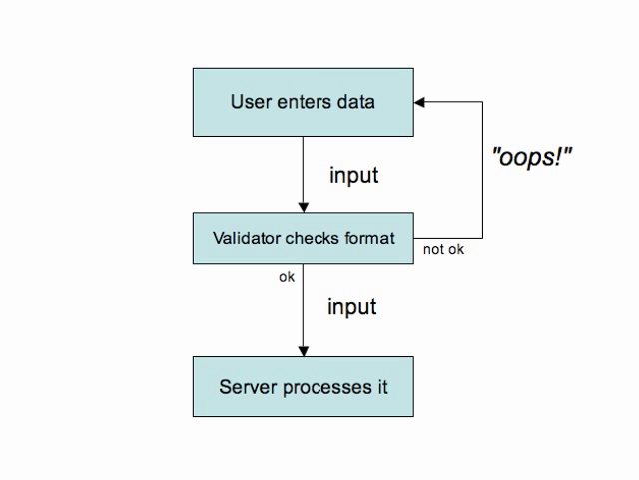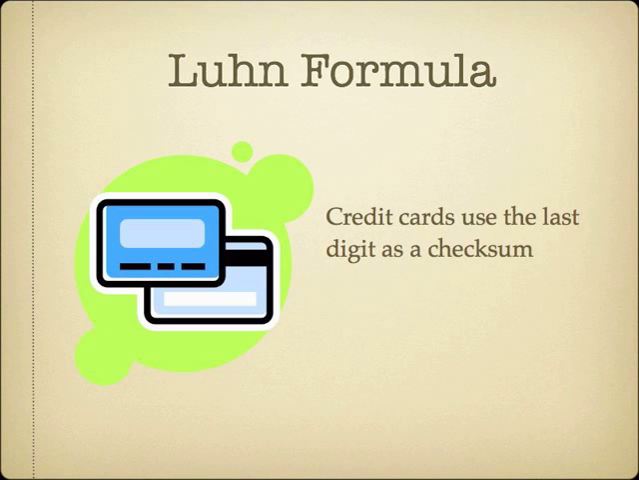Now, in a 16-digit credit card number, the last digit is a checksum. And so if this checksum doesn't come out at what it should be, you know there's a problem with the number. Now, of course, just because the checksum is valid doesn't mean that there's enough money in the account to make the purchase. And it doesn't mean the card isn't stolen.